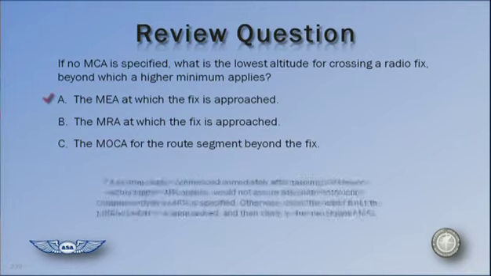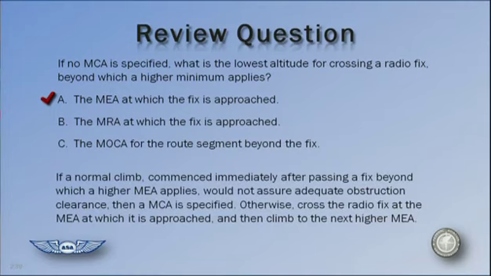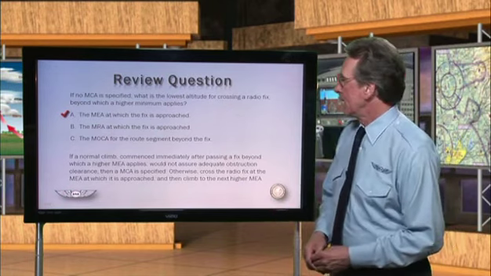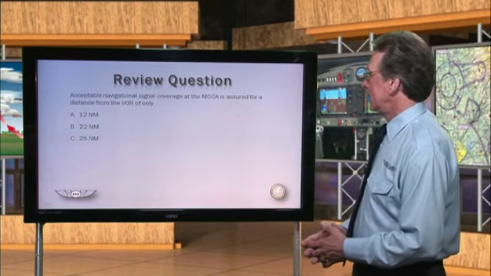Well, your correct answer is A. If a normal climb commenced immediately after passing a fix beyond which a higher MEA applies would not assure adequate obstruction clearance, then a MCA is specified. Otherwise, cross the radio fix at the MEA at which it is approached and then climb to the next higher MEA. Answer again, A.